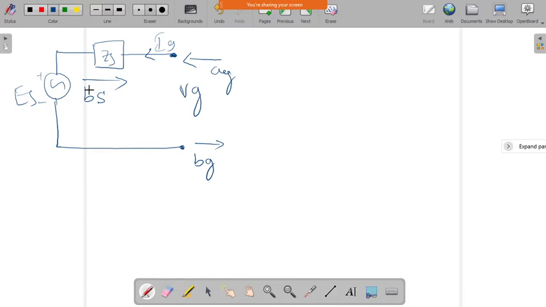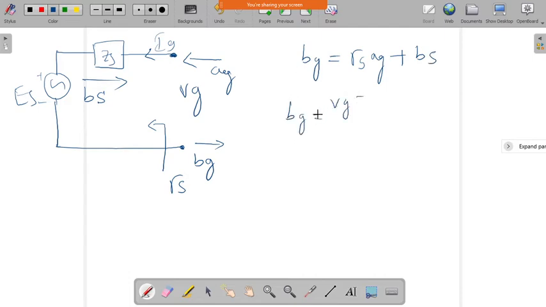Now we can write the signal flow, what is the actual Bg. Bg is nothing but, we can see the source side reflection coefficient, which is nothing but gamma s. So we can write Bg as gamma s into Ag plus Bs. Now this Bg we can write as Vg minus divided by root Z0, which is the reflected signal at this node, Bg in terms of Vg.